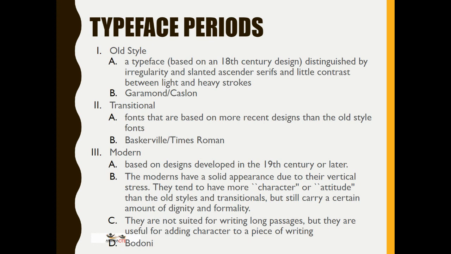Then the typeface period. So we have the old style period, a typeface based on 18th century design. It's distinguished by irregularities and slanted ascenders, serifs, little contrast. So a Garamond and Caslon would be considered an old style. A transitional typeface would be more of your Baskerville or your Times Roman, right? And then your modern fonts are your Bedoni. Those are a little bit thicker. They have kind of like it says there, they tend to have more character or attitude than the old style and transitionals, but they still carry a certain amount of dignity and formality.